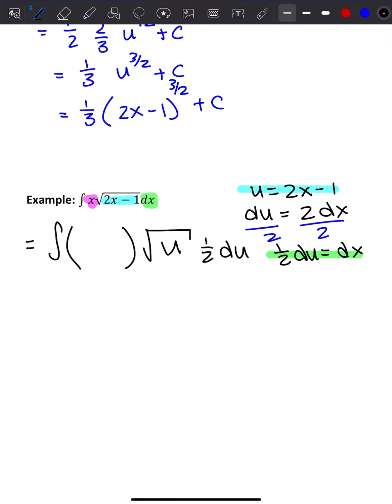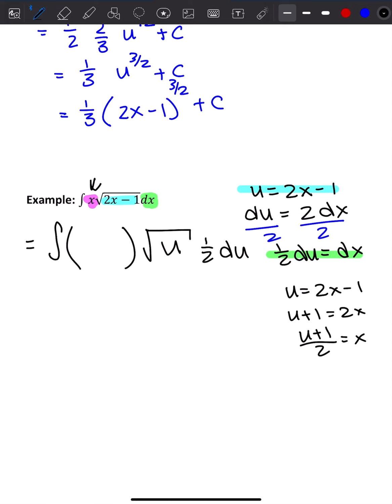Well, the really nice thing is I have x right here. And I need it to be in terms of u. So we are going to take this equation, u is equal to 2x minus 1. And we are going to move it around so that x is by itself. So I'm going to add 1 to both sides. And then we're going to divide it by 2.